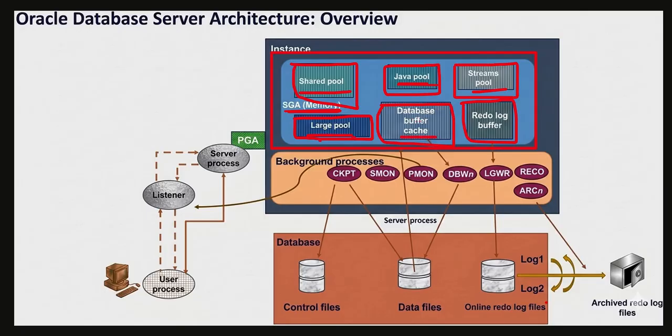Coming to the database buffer cache. The database buffer cache is a portion of the SGA that stores copies of data blocks read from data files. It is a temporary memory area where the data resides, and the data comes from the data files.